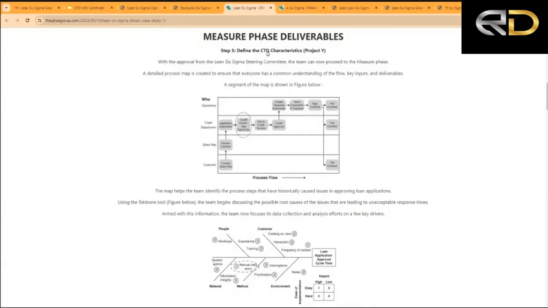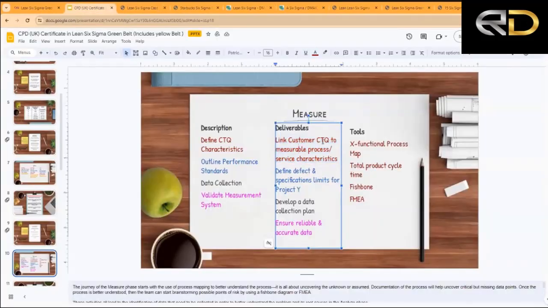This is still part of defining the critical to quality characteristics, the steps involved in meeting customers' needs and expectations. This map helps the team to identify the process steps that have historically caused issues in approving loan applications. This is the step that has historically caused issues: the step in the credit department, where there is credit check and data application entry. That now becomes our critical to quality that we have linked to a measurable process.